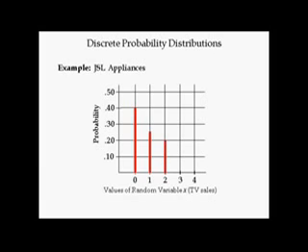Since f of 2, or the probability the store sells 2 TVs, equals 0.2, the height of the discrete probability distribution at x equals 2 is 0.2. Since f of 3, or the probability the store sells 3 TVs, equals 0.05, the height of the discrete probability distribution at x equals 3 is 0.05. Since f of 4, or the probability the store sells 4 TVs, equals 0.10, the height of the discrete probability distribution at x equals 4 is 0.1.